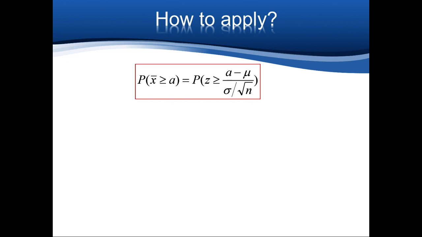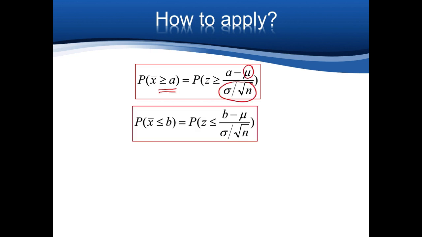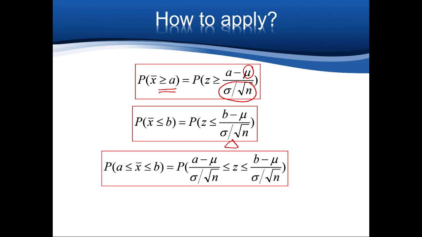population standard deviation. And similarly, if x bar is smaller than a number, we also can use the z-score formula to find out the z-score. And similarly, for between a and b, we can also use each side minus mu and divided by sigma divided by square root of n. So we can calculate all the z-scores, and we use the z-table to find out probabilities.